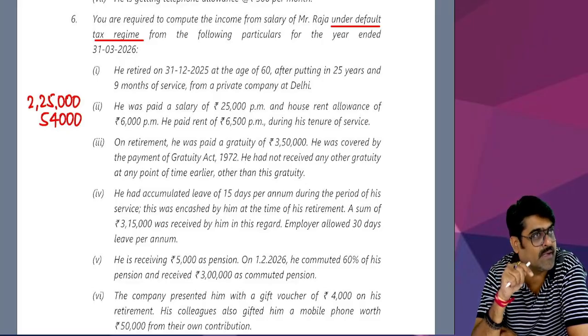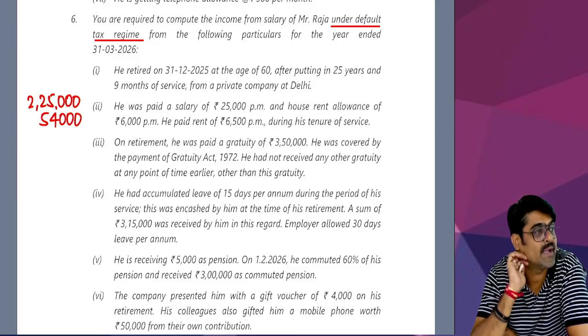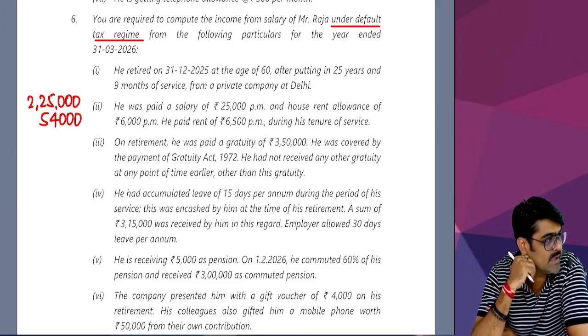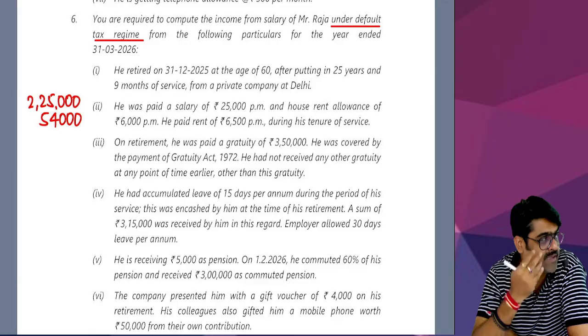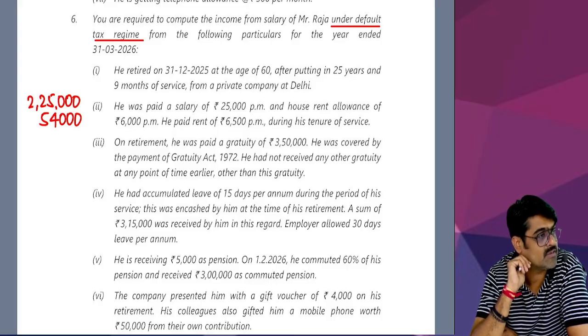So 15 by 26 into last drawn salary, I have to take basic and DA, in the month immediately preceding the month of retirement. So the retirement month is December. Immediately before that, in the month of November, what was the basic? 25,000. What was the DA? Nil, because no DA he is getting. So basic is 25,000, DA is nil. So what is the last drawn salary? 25,000. So 15 by 26 into 25,000 into 26 years.